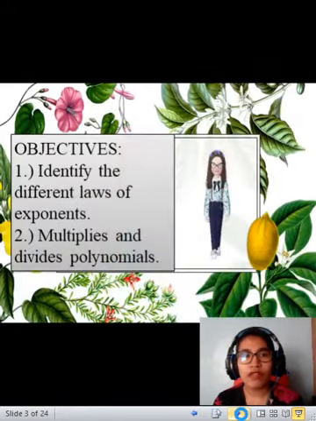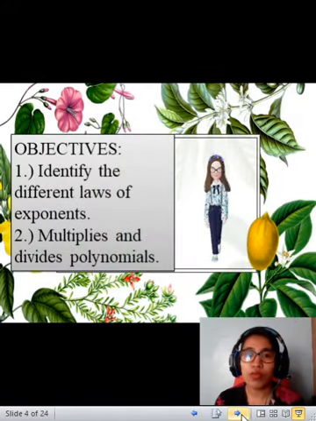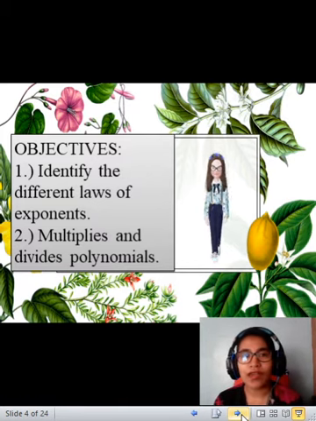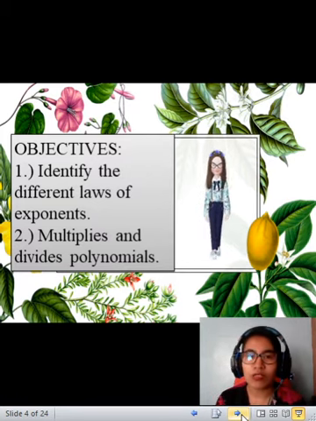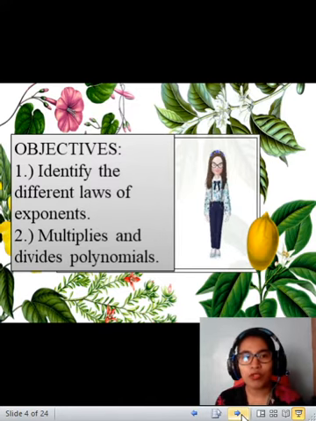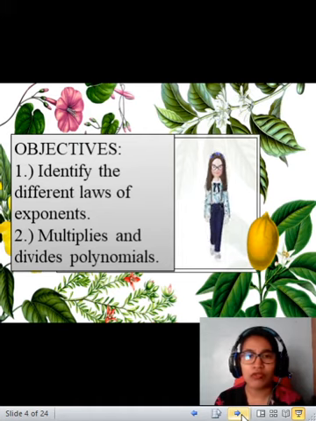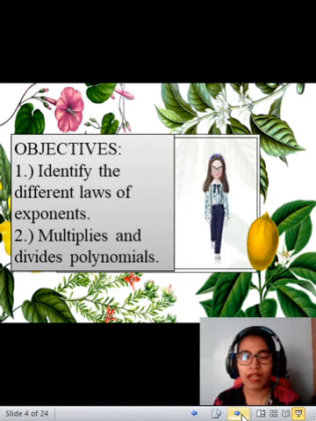So we have two objectives for our week 5 quarter 2. The first one is to identify the different laws of exponents. Second is to multiply and divide polynomials, because we're already done with our addition and subtraction last week.